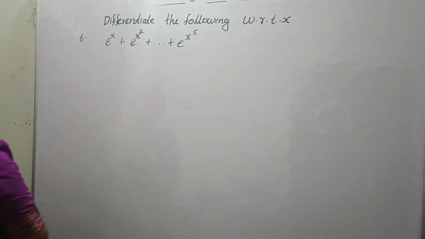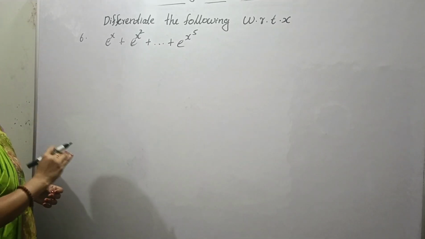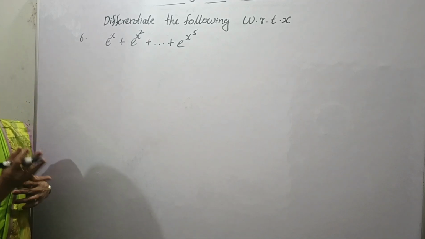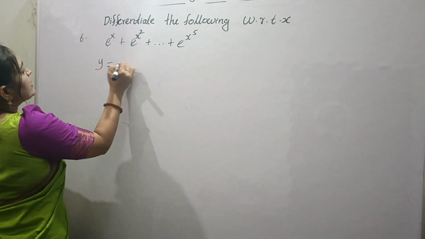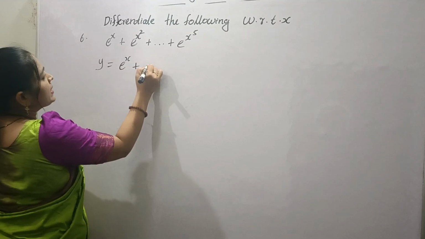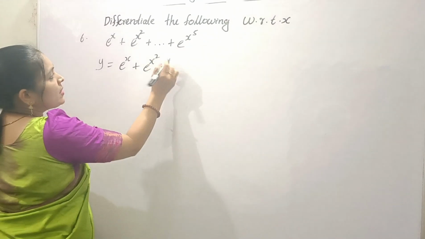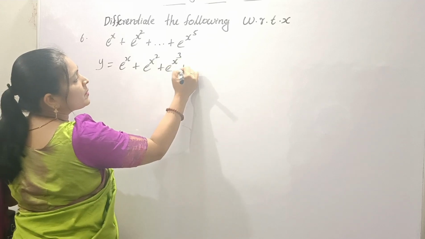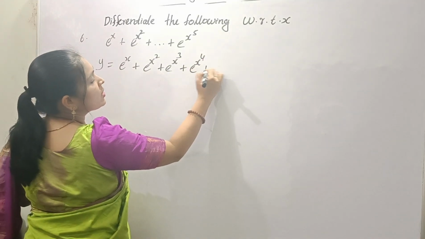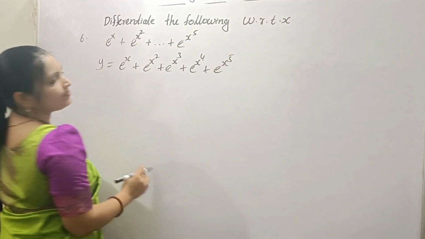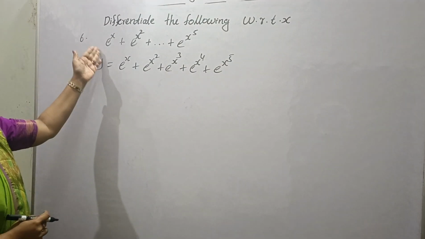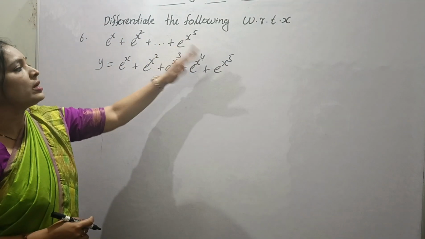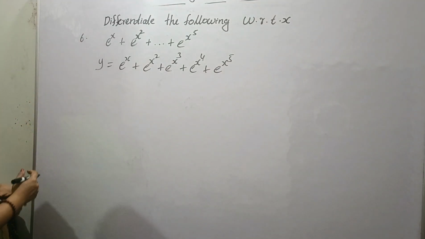Differentiate e raised to x plus e raised to x square plus etc. plus e raised to x raised to 5 with respect to x. So y is equal to e raised to x plus e raised to x square plus e raised to x cube plus e raised to x raised to 4 plus e raised to x raised to 5.